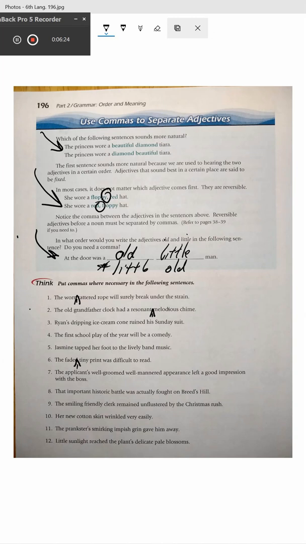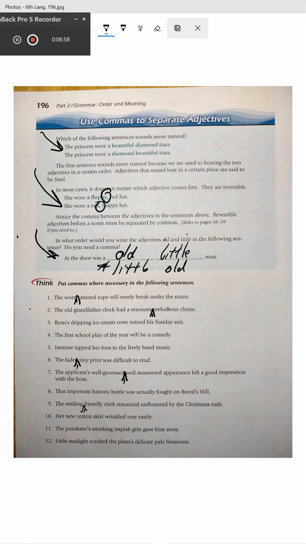The applicant's well-groomed, well-mannered appearance left a good impression with the boss. So could you flip well-mannered and well-groomed? You could. The important historic battle was actually fought on Breed's Hill. Would you say the historic important battle? No. The smiling, friendly clerk remained unflustered by the Christmas rush. Could you say friendly, smiling? You sure could.